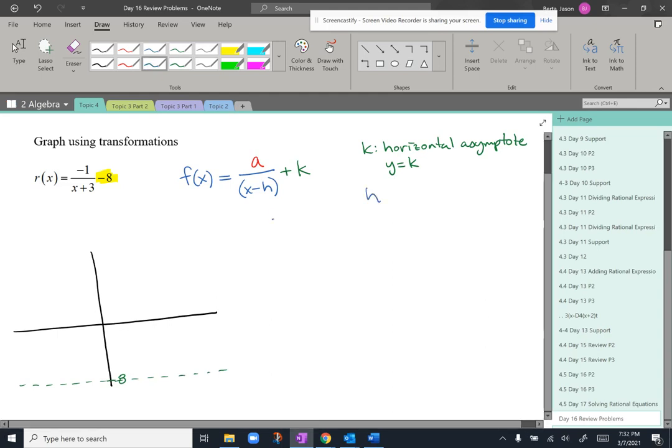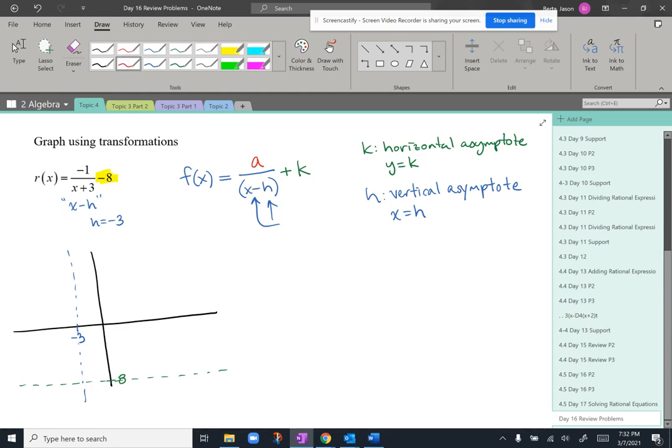Next, we've got our h value, and our h value represents the vertical asymptote. That's our right or left shift of our rational function, which corresponds to a vertical asymptote in the equation in the format of x equals h. And remember, we've got a minus sign here. So if we have x plus 3, and if that represents x minus h, our h value here is -3. So in that case, we've got a vertical asymptote at the equation x equals -3. So we've got our asymptotes written here.